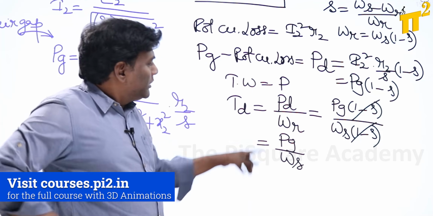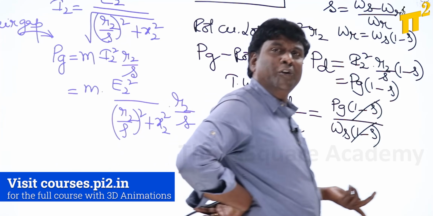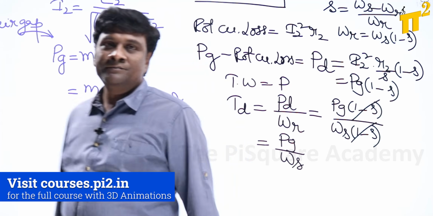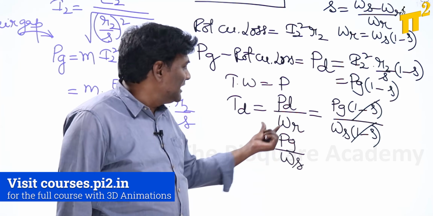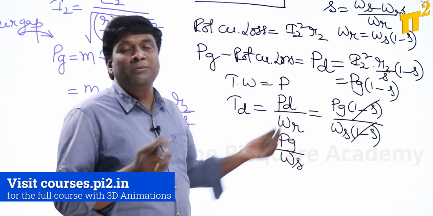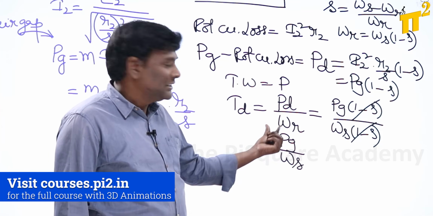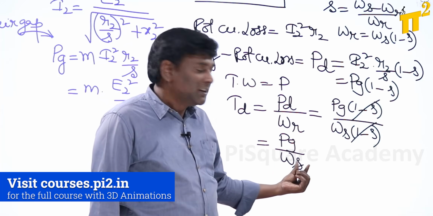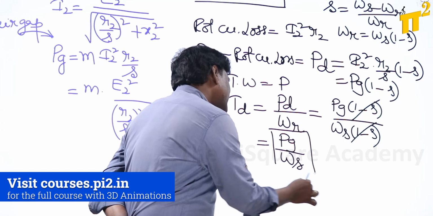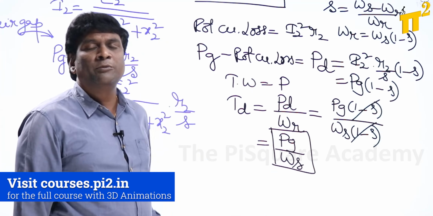Now if you think of omega R, is it variable or constant? It is variable, because in an induction machine slip is the independent variable. The moment slip varies, automatically omega R is going to vary, and at the same time PD is also variable. Now PD by omega R is nothing but PG by omega S. In this equation, is omega S constant or not? Yes, 120 F by P.